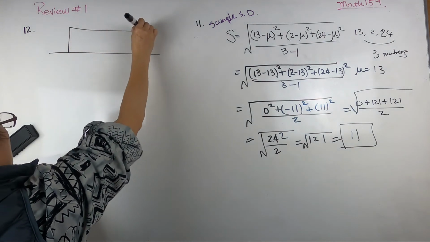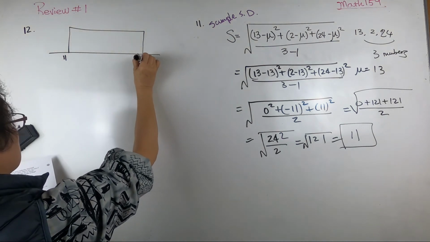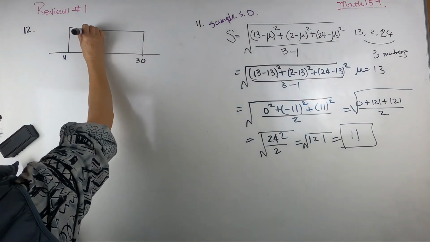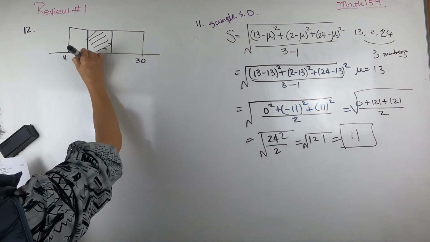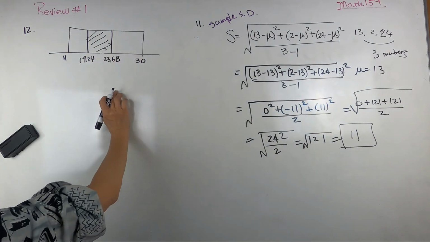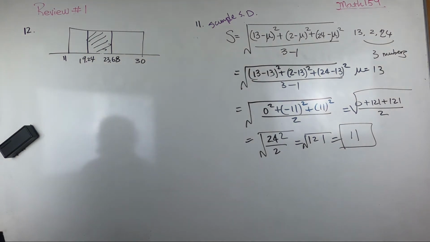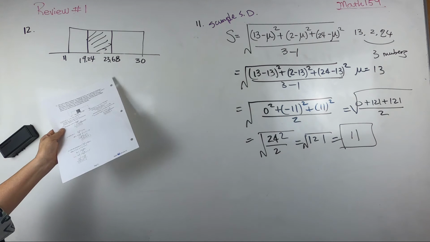You will do the rectangle thing, 11 minutes to 30 minutes. Okay, so we want you to find the shaded area from 19.24 to 23.68. So what does that mean? Usually people may take 11 minutes, 12 minutes, or 30 minutes for a mechanic to change the oil. All right, so it's asking you between 19.24 and 23.68.